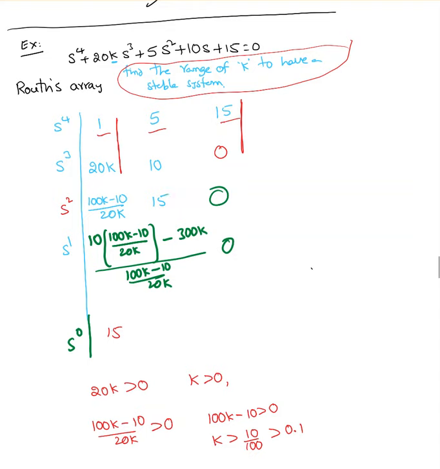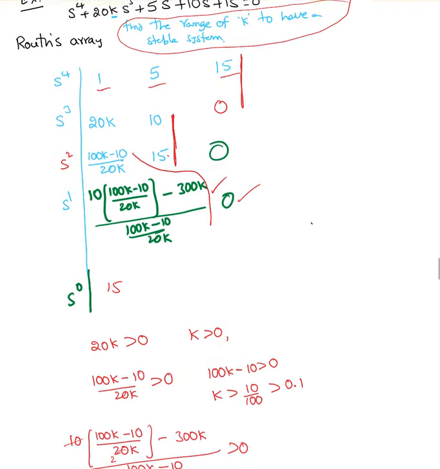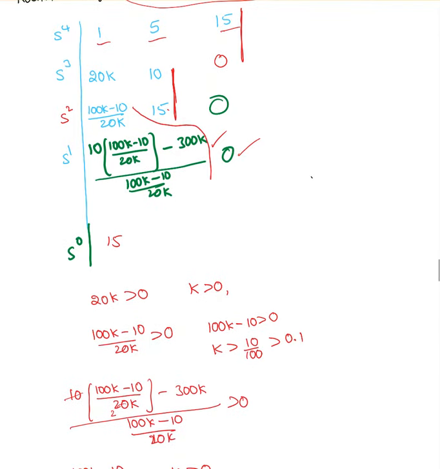Okay, now to get s to the power of 1, we're going to use these two elements and these two, so I end up with this, and this is going to be 0. And again, to get s to the power of 0, this element, I'm going to use these two elements and 15 and 0, so we'll end up with 15 there. Okay, now, to have a stable system, all these elements in this row must be greater than 0.